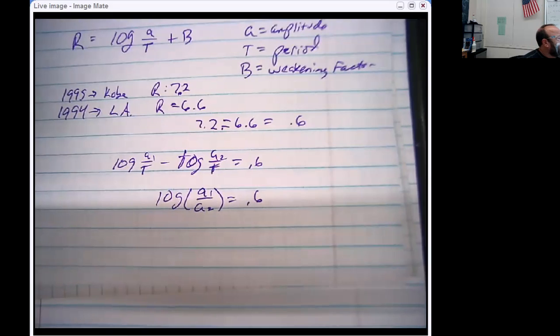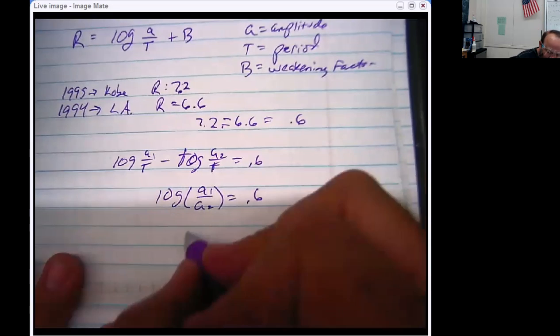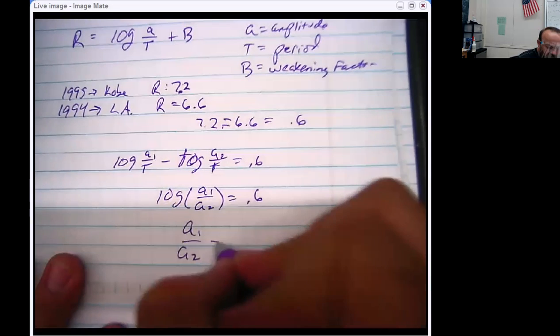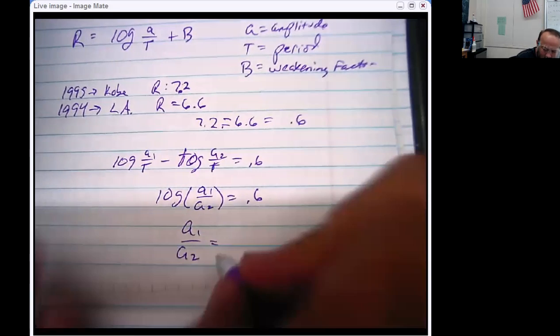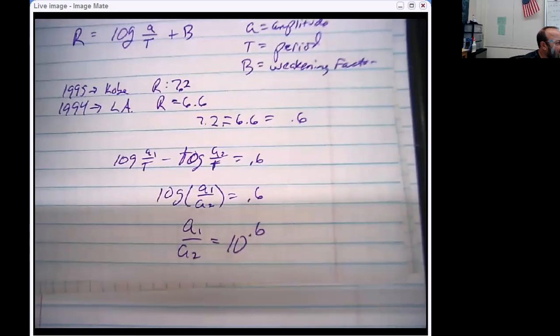What's the base on log? 10. So if you divide, which is a way to compare how many times bigger one of them is than the other, that would be 10 raised to the 0.6.